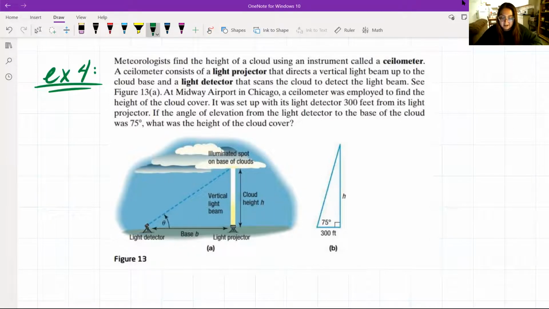We're seeing that at Midway Airport in Chicago, a ceilometer was employed to find the height of the cloud cover. So we see we have some clouds here at the top, and it was set up with the light detector 300 feet from its light projector. So we have our light projector, essentially a lamp that is shining light up to the cloud cover, and then we have our light detector sitting about 300 feet away from it. If the angle of elevation from the light detector to the base of the cloud was 75 degrees, what's going to be the height of the cloud cover?